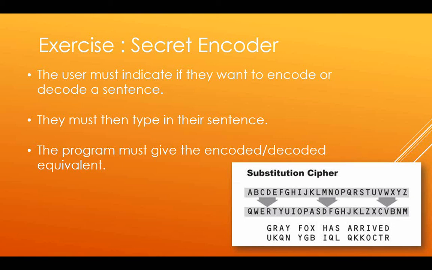Anyway, we're not getting that fancy at all. We are doing a simple, what they call a substitution cipher. So you have your normal alphabet, if you look at the picture at the bottom, A through Z, and then you map that to a different alphabet. So A becomes Q, B becomes W, C becomes E. So our grey fox has arrived, changes to UKQN, YQB, etc. Why do you think this is very poor? Because it's very easy to figure out. Why is it easy to figure out?